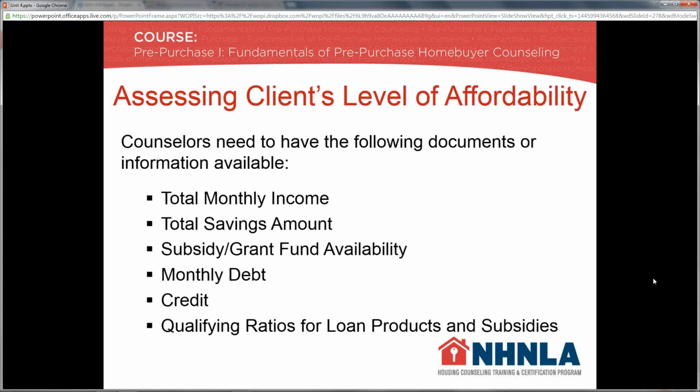So we need to have the following documents, including their income, their savings, and subsidy or grant funds that might be available in your community. When we mention subsidy, we're talking about any type of financial assistance programs. We want to have documentation of their monthly debt, their credit, and we'll also want qualifying ratios for loan products and subsidies, and we'll talk more about that in a moment. We would get this information from local lenders and from subsidy providers.